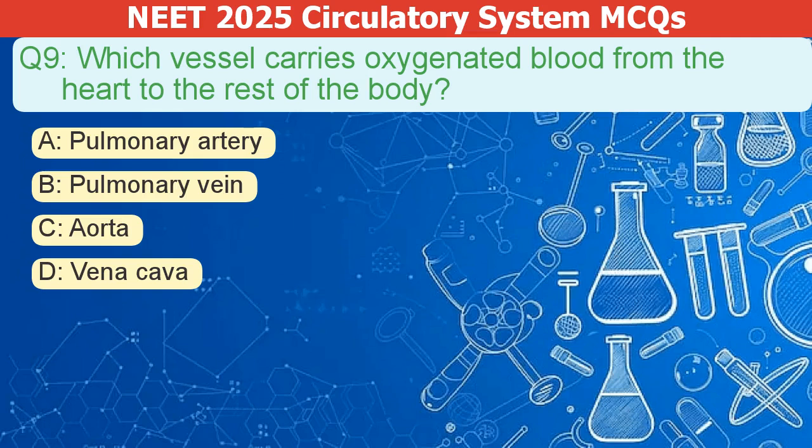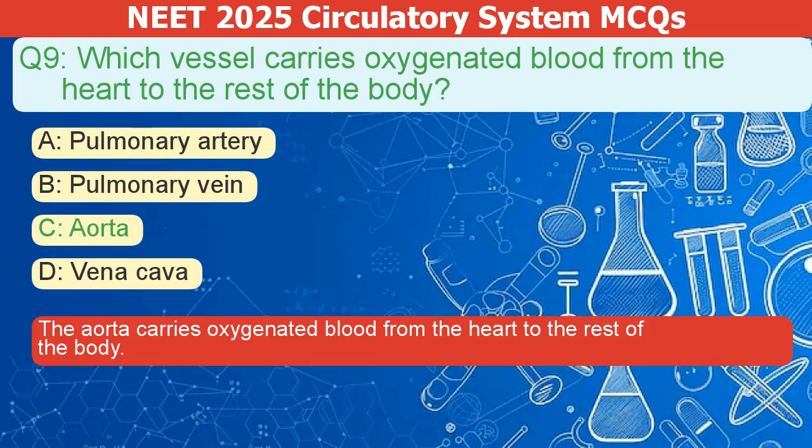Which vessel carries oxygenated blood from the heart to the rest of the body? A. Pulmonary artery. B. Pulmonary vein. C. Aorta. D. Vena cava. The correct answer is C. The aorta carries oxygenated blood from the heart to the rest of the body.